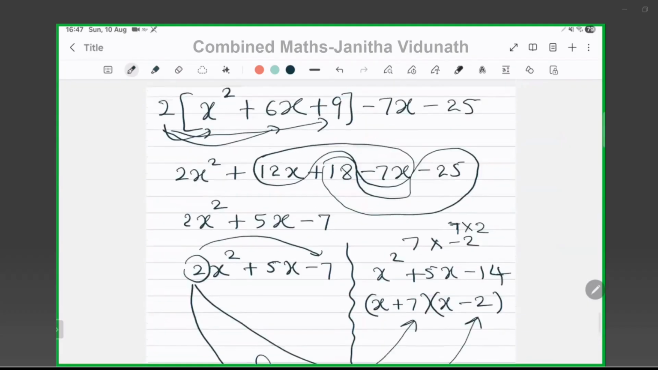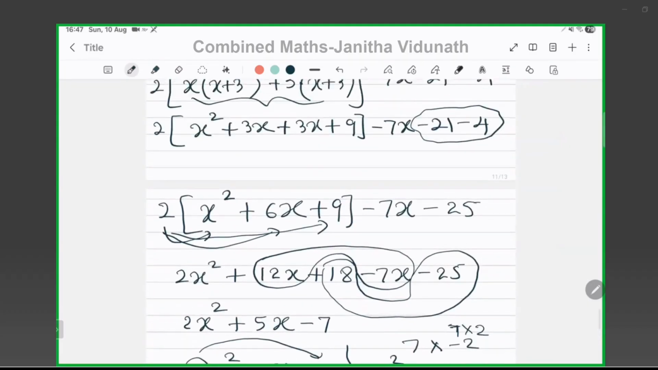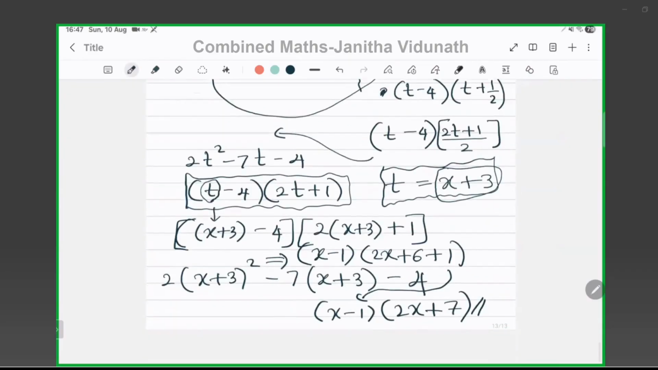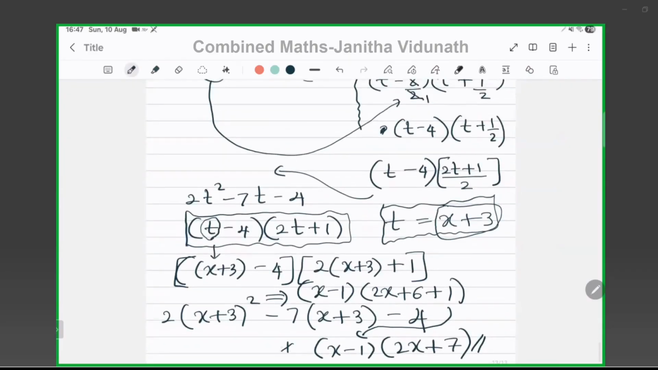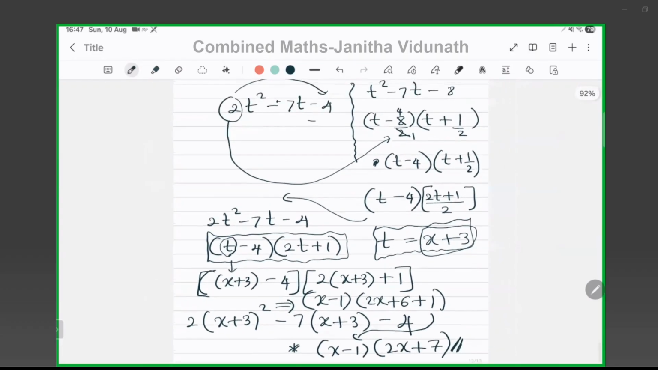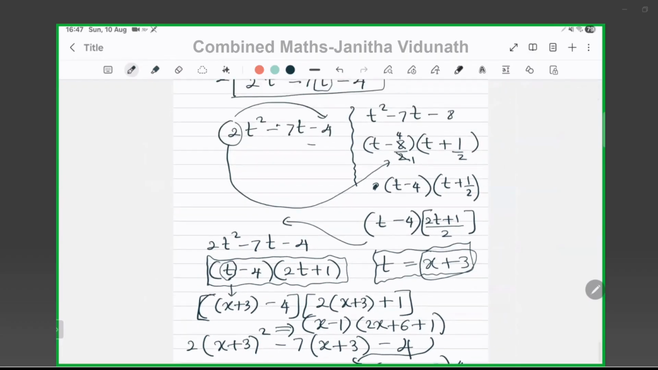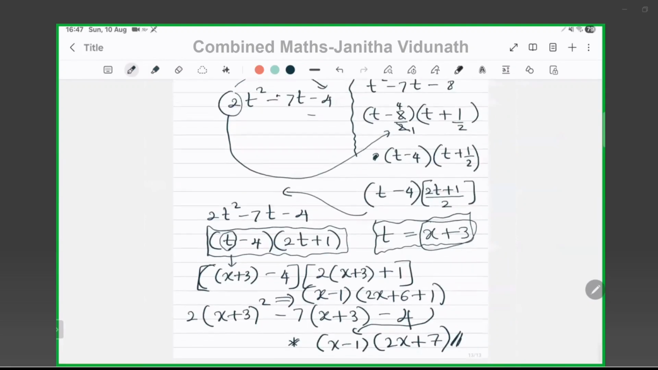As you can see, the first method is somewhat long, but the second method is somewhat easier. Okay, I give 2 minutes to write this down.